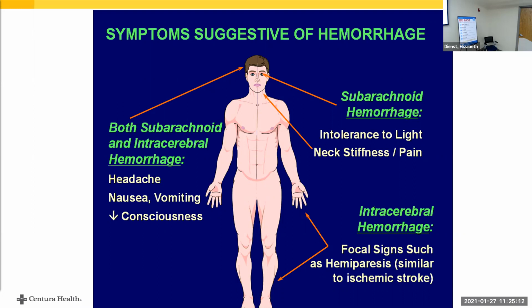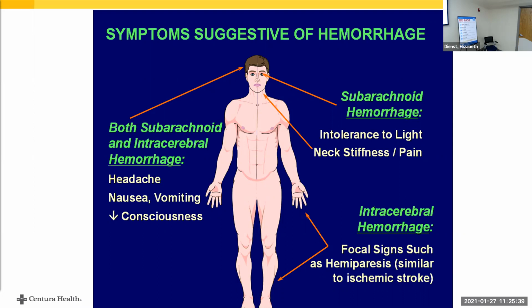Subarachnoid patients are intolerant to light. They'll have that photophobia. You may think that they've got a migraine headache. They might even have a history of migraine headaches. But if it's a super sudden onset, we still want to think stroke and not migraine. Migraines usually come on a little bit slower. They also have neck stiffness, which you'll hear the physicians call nuchal rigidity.